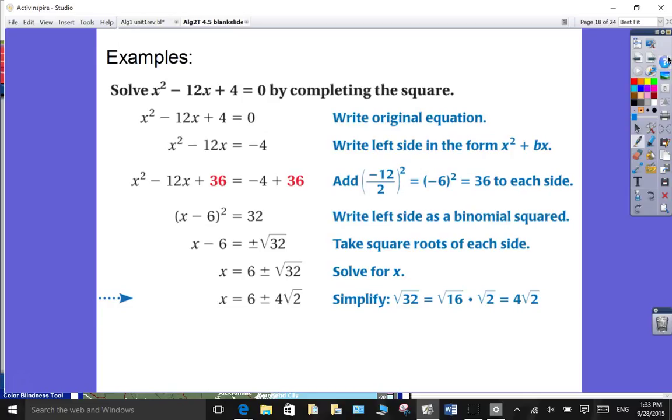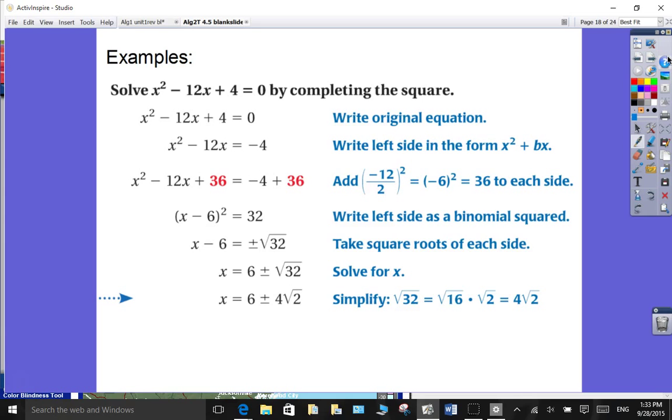But this is an equation now. You can't just add something to one side and not balance it out by doing the same thing to the other side. So when we add 36 on the left, we've got to add 36 on the right. And this is the perfect square trinomial, right? X minus 6 squared. And this simplifies, that's 32. But at that point, we've isolated the x in the square term on the left. We're ready to take the square root of both sides.